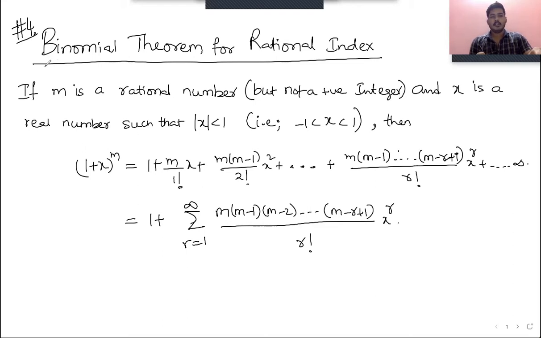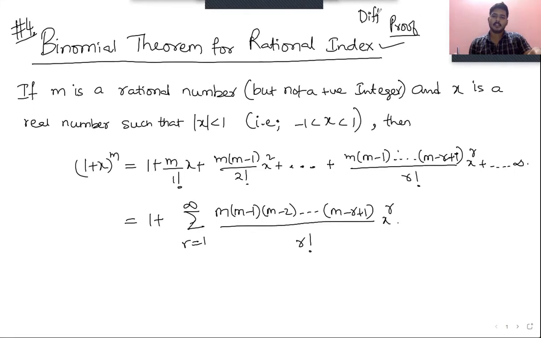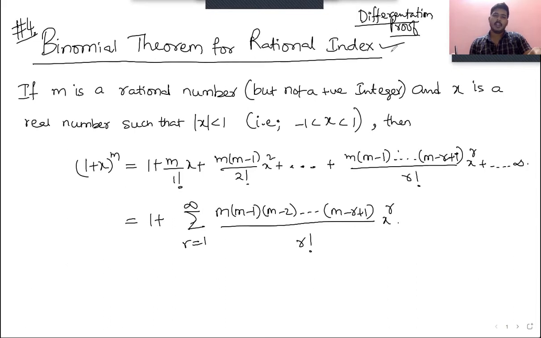So in the previous lecture, we had the proof for this binomial theorem for rational index using differentiation. I'll leave a link in the description. If you are willing to check out the proof, please go back to that video and then continue from here.